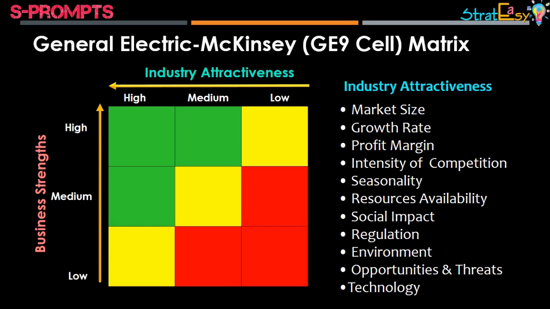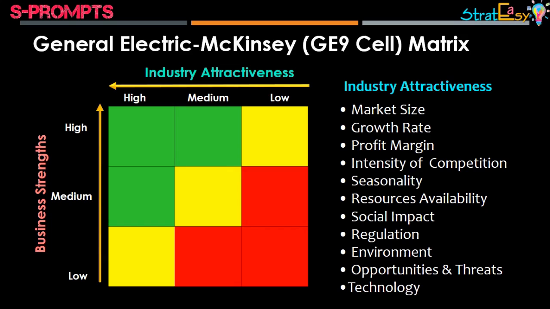Similarly, the market attractiveness for products or industry attractiveness for segments or SBUs plotted on the x-axis can be measured as high, medium or low based on various factors such as market size, market growth rate, profit margin to the business organization, intensity of the competition in that market, resources availability as required for business operations, impact of the society on business of the organization, regulatory framework if it is favorable or not, opportunities and threats available in the external environment, and availability of technology for product and services upgradation.